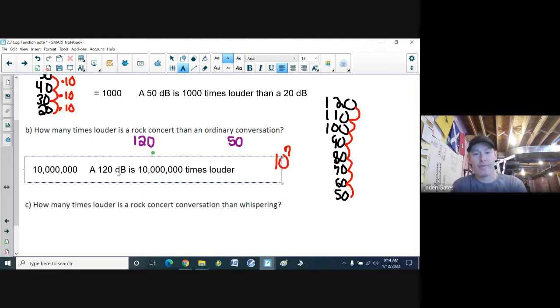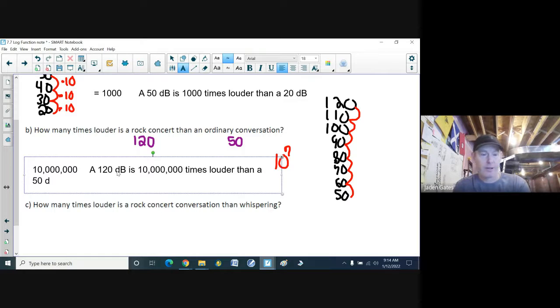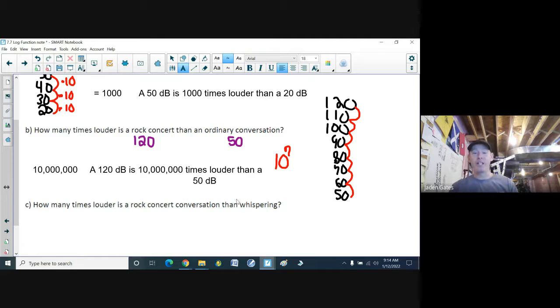All right, so a 120 decibel sound is 10 million times louder than a 50 decibel sound. That's why an ordinary conversation doesn't hurt your ears, and a rock concert can hurt your ears, because a rock concert is 10 million times louder than a 50 decibel sound.